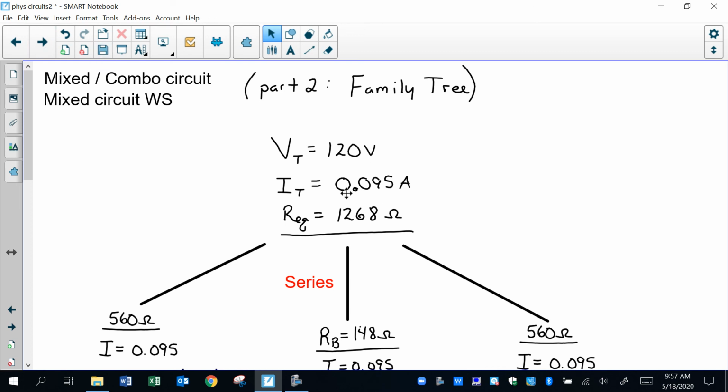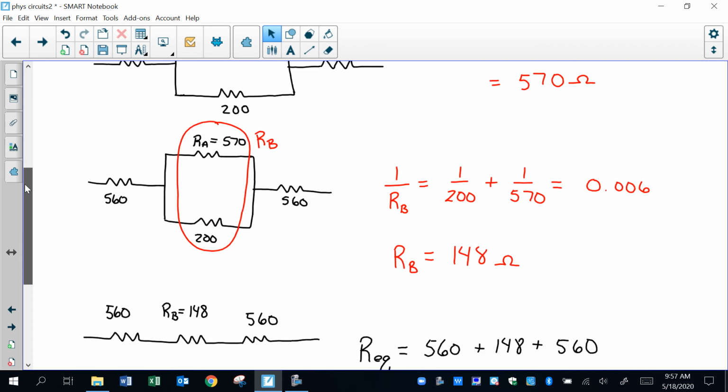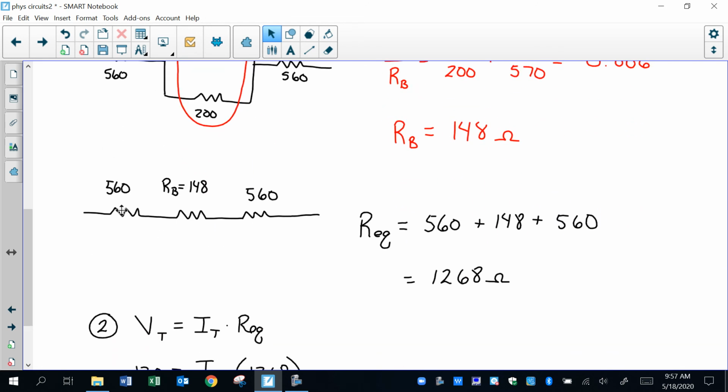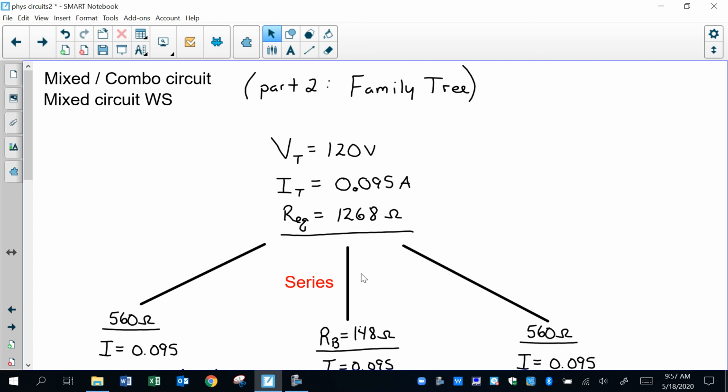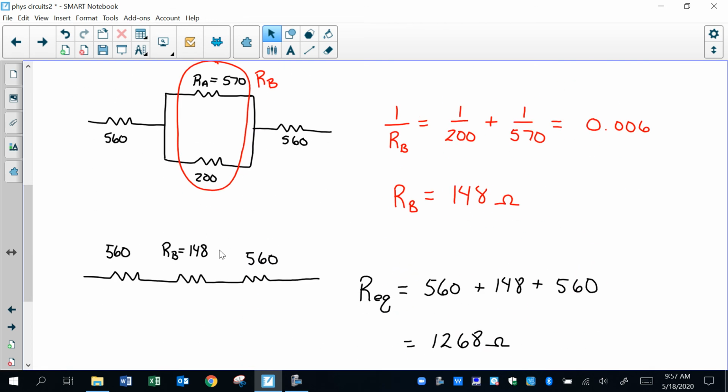Here's my total. So you remember the family tree, I start big and work small. So what's my total? And then I look at the previous picture, and I start with the biggest. So I start at the end. I had 3 things connected in series. So I write down literally series. This was made up of a series of 3 things, a 560, a 560, and RB, which was made up of everything else. All right, go back a slide, and I look. There's my 560, and my RB, and they're connected in series.